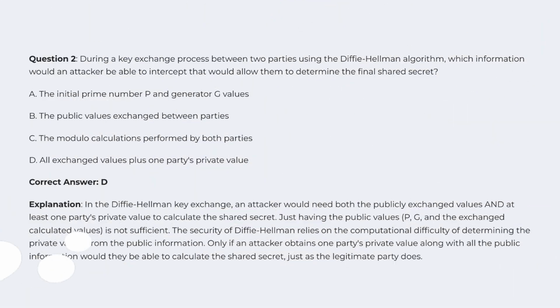Correct answer, D. Explanation. In the Diffie-Hellman key exchange, an attacker would need both the publicly exchanged values and at least one party's private value to calculate the shared secret. Just having the public values, P, G, and the exchanged calculated values, is not sufficient. The security of Diffie-Hellman relies on the computational difficulty of determining the private values from the public information. Only if an attacker obtains one party's private value along with all the public information would they be able to calculate the shared secret, just as the legitimate party does.